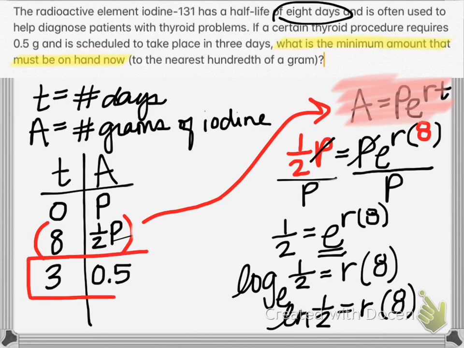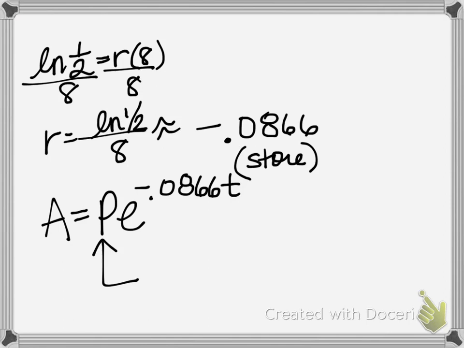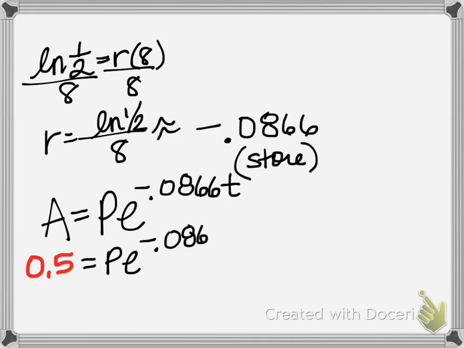So we haven't used this information that in 3 days, when we have this procedure, we need to have 0.5 grams on hand. So we'll substitute in 3 for time and 0.5 for our amount of iodine into our model here. And we should be able to solve for P. So again, the amount we want to have on hand is 0.5 grams. And we want to have that amount in the body in 3 days when we're going to have this procedure. So this is going to allow us to then solve for P.